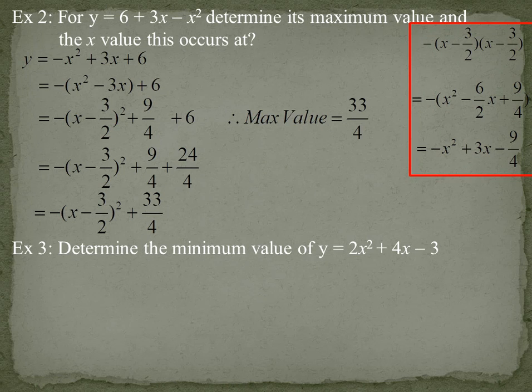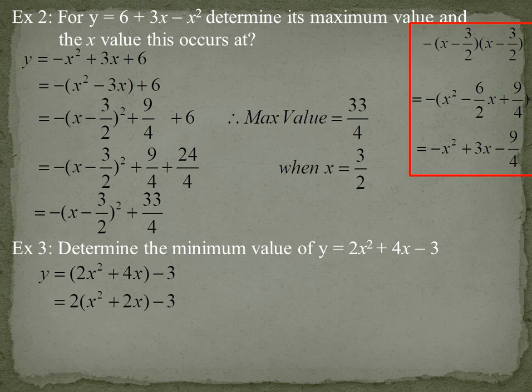So therefore once it reaches a particular y value, i.e. at the turning point, it will never go higher than that. And for this example, this max value of 33 over 4 will occur when x equals 3 over 2. Example 3. Again, I'm just testing all the skills here.